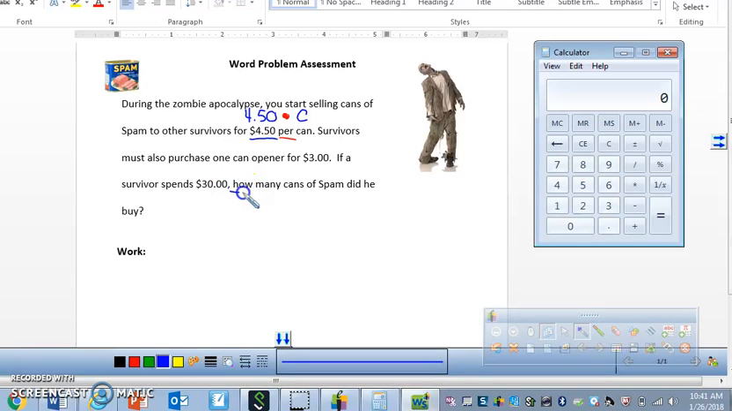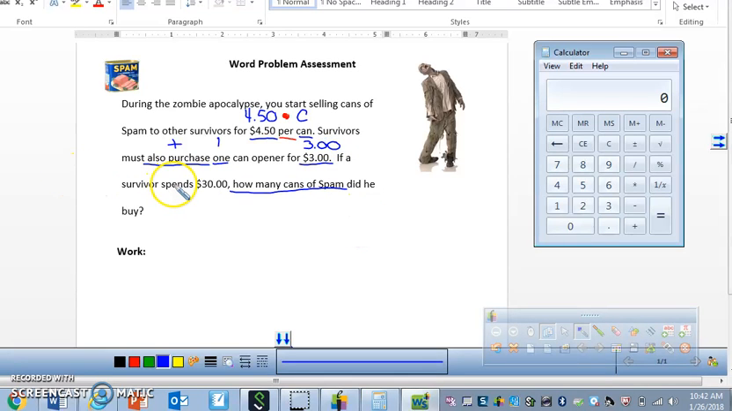Down here it says, how many cans of Spam did we buy? Well, we don't know that yet, so I'm going to put a C above that. Survivors also must purchase one can opener for $3. Well, since I also have to purchase something else, that means I'm going to add to my total. And I'm going to add one can opener for $3. So I'm going to underline both of those, and above it, I'm going to write the amounts.